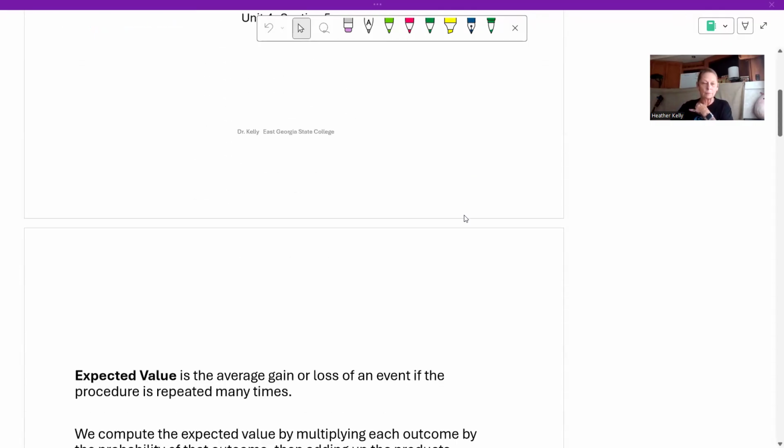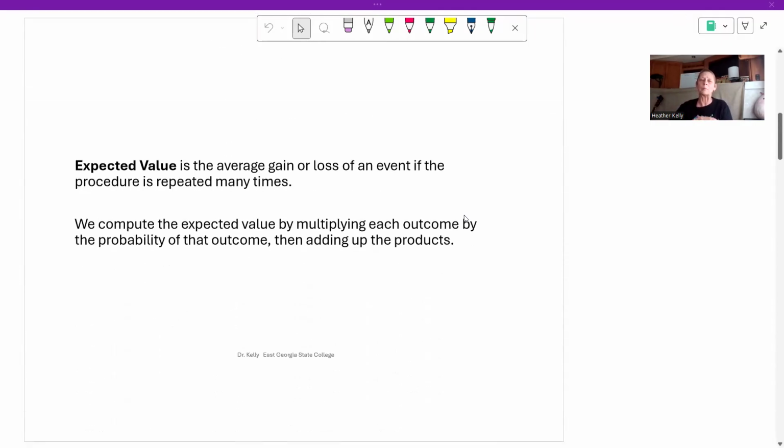So let's get started. Expected value is basically a computation that gives you an average gain or loss of an event that occurs over many repetitions. We're not talking about doing something three times, we're talking about many, many repetitions, and then you can make a prediction on what you would expect your outcome to be. That's what expected value is. We compute it by multiplying each of the outcomes by the probability of that outcome and then adding up the products.